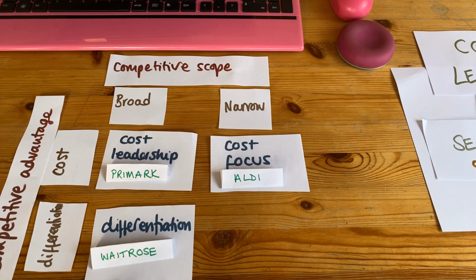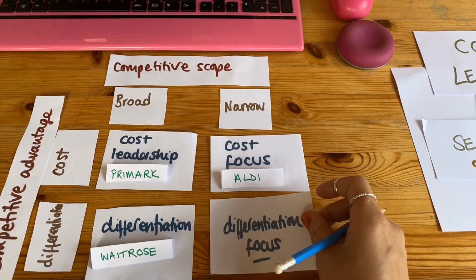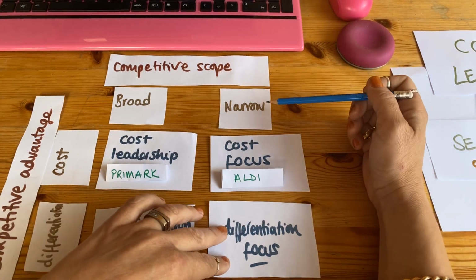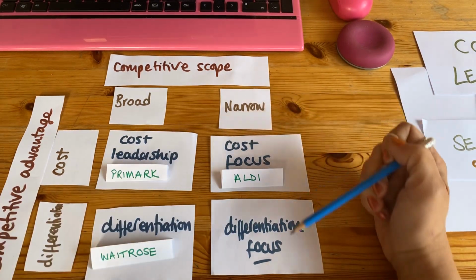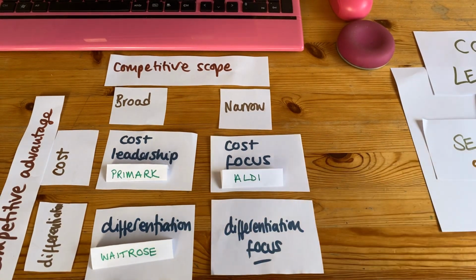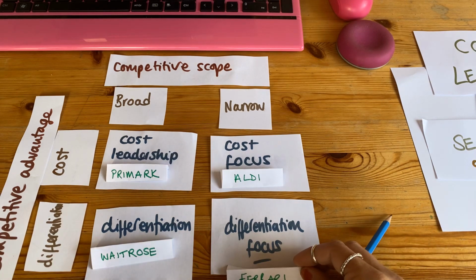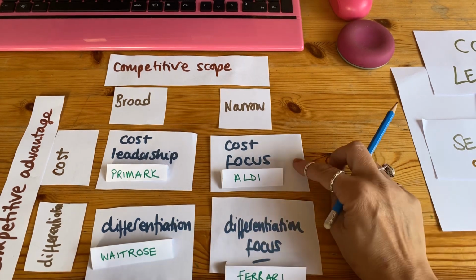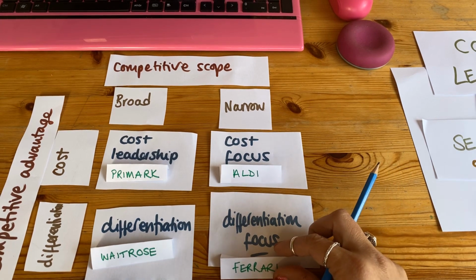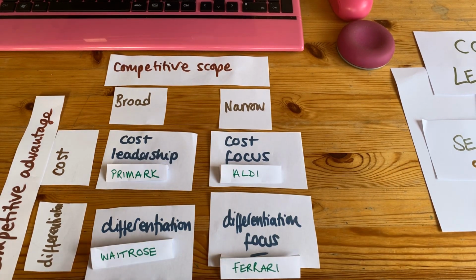And then we've got differentiation focus. So still here we're operating in more of a niche market. We've segmented the market, so we're selling to fewer people. We're going to have really loyal customers because we understand them and we're differentiating for them. So we might have, for example, Ferrari. I'm not 100% happy with all my examples there.